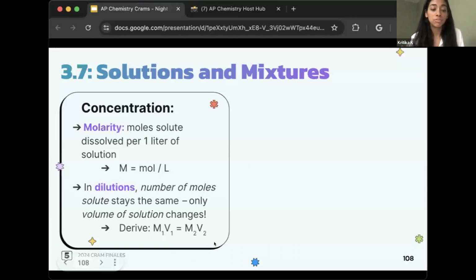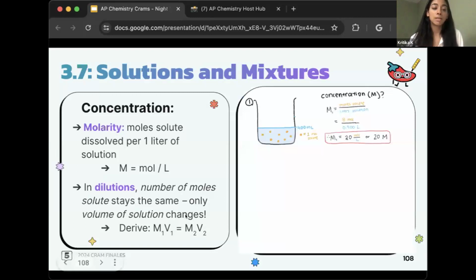M1V1 equals M2V2, where M1 is the molarity of the first solution before you dilute it. Same thing for V1, this is the volume before dilution. And then M2 and V2 are the molarity and volume after dilution. Keep in mind that capital M is molarity, not the number of moles, because the number of moles won't change throughout. However, the molarity, the measured concentration, will.